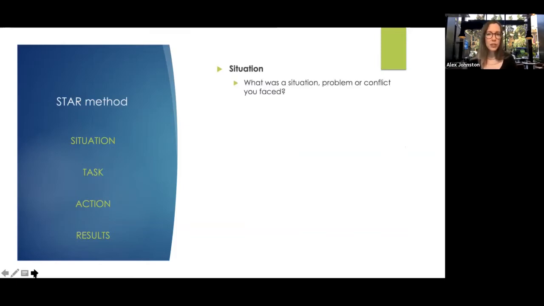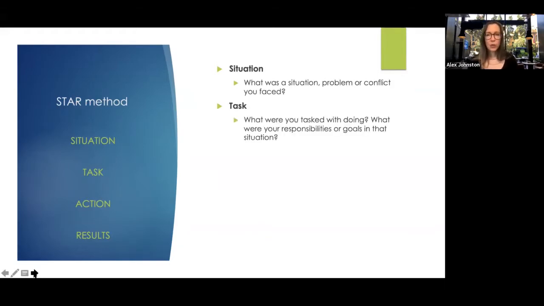What do we mean by situation? This is just a brief, concise description of a situation, a problem, or a conflict that you faced. This may not be so necessary, again, in a resume bullet, but you definitely want to use this as context setting in response to an interview question.